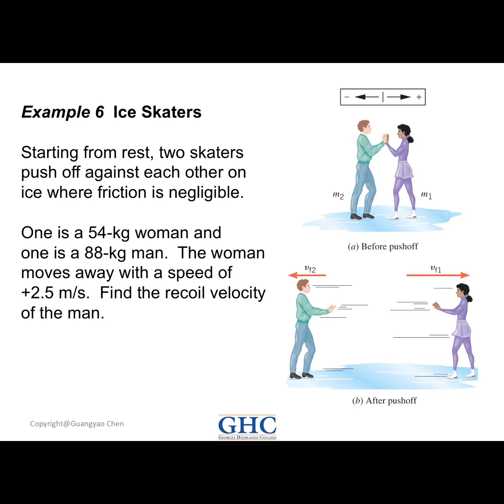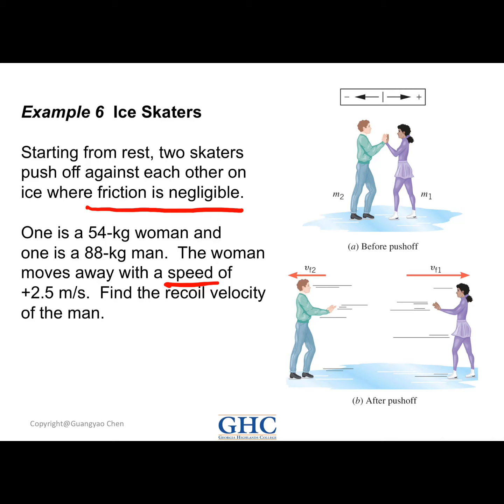So we can use this to do one example. You have two skaters starting from rest, then they push off against each other on ice. So we treat friction to be 0 in this problem. One is a woman, 54 kilograms, and the other one is a man, 88 kilograms. Now we know after the push, the speed of the woman is 2.5 meters per second. What will be the velocity of the man?